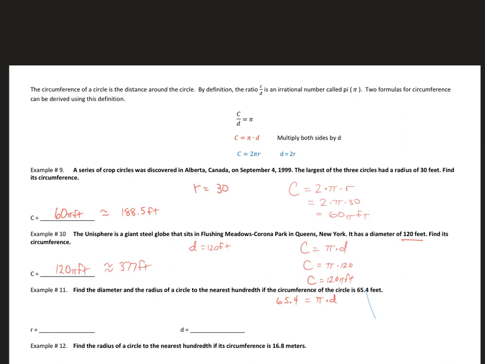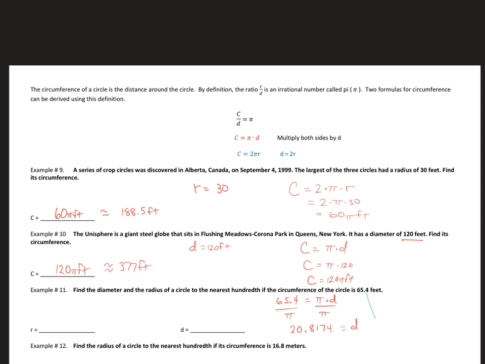So in order to solve this, I divide both sides by pi. So on my calculator, 65.4, I'm going to divide that by pi. And it's going to be a nasty number. I'm going to get 20.8174. That is what the diameter is equal to.